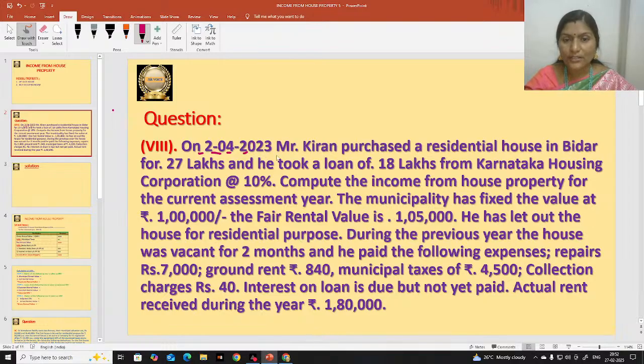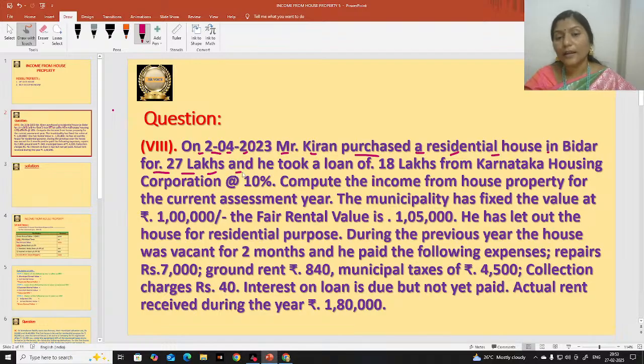So during the previous year, Mr. Kiran, he is an assessee. Assessee name is Kiran. He purchased a residential house. So he actually purchased one house in Bidar city. House is located in Bidar city, that is in India only. And for how many rupees? For 27 lakhs rupees. Okay, purchasing price is 27 lakhs.